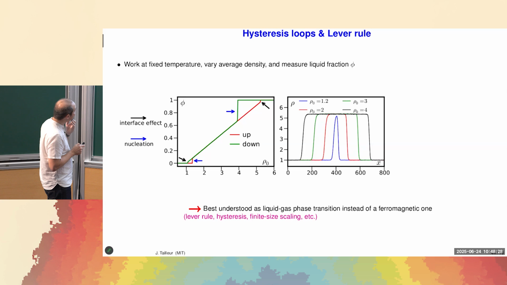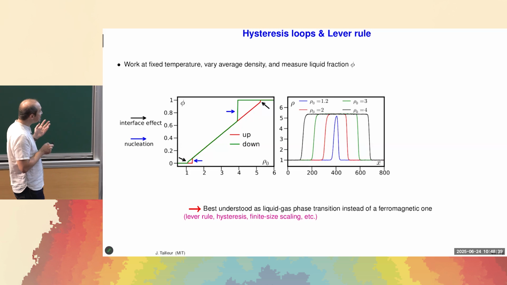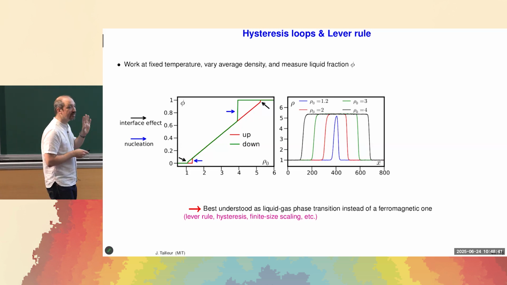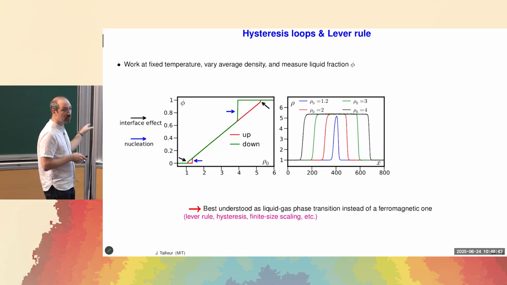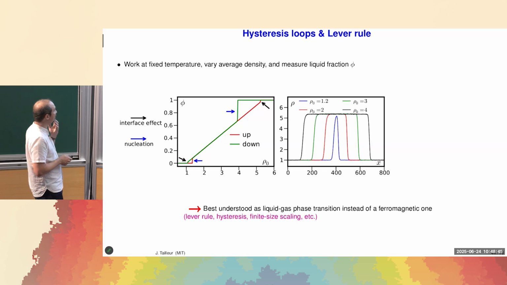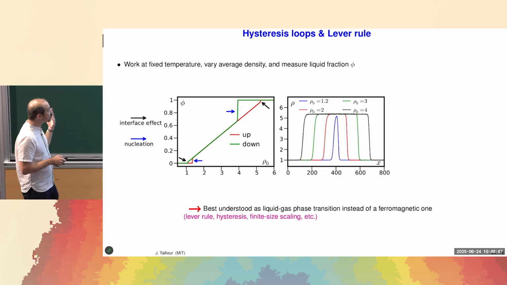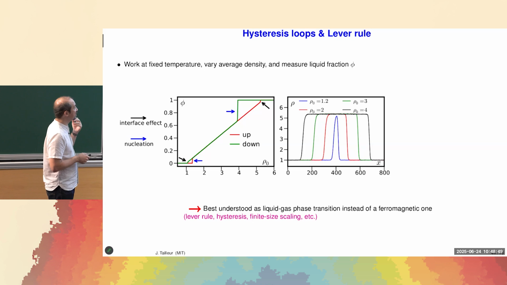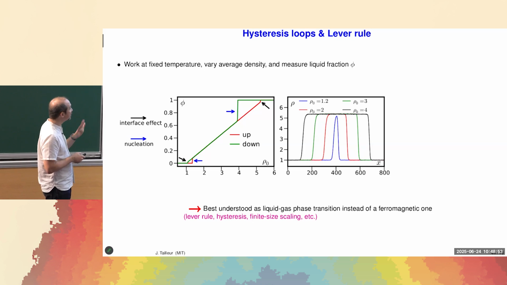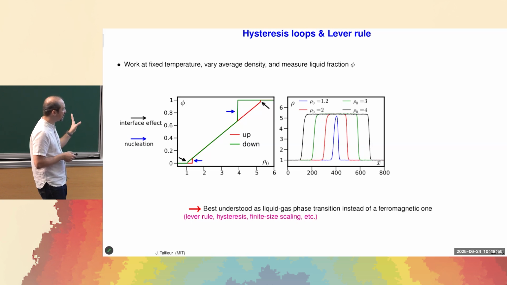When you go back, you enter the binodal region, but not the spinodal, so you're metastable, and then at some point, bloop, you nucleate your droplet, and then you go back down. And this is exactly what you would see if you had an equilibrium liquid gas system and you were varying the density at fixed temperature. And if you try to look at this transition not as ferromagnetic but as a liquid gas, then everything is fine and all your finite size scaling works.